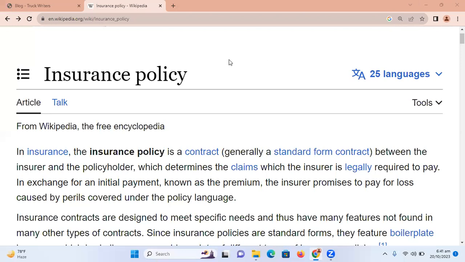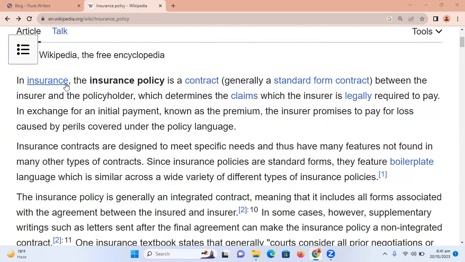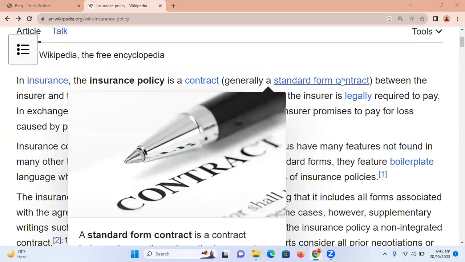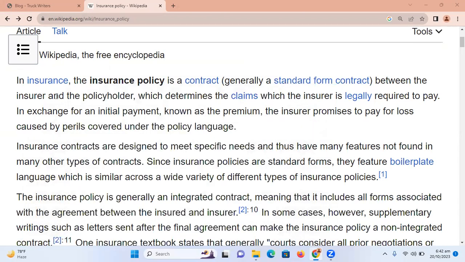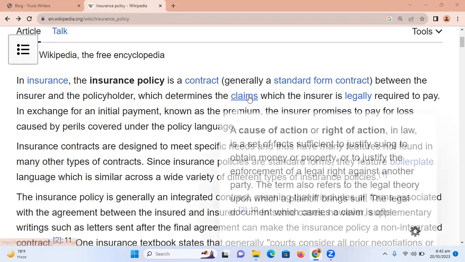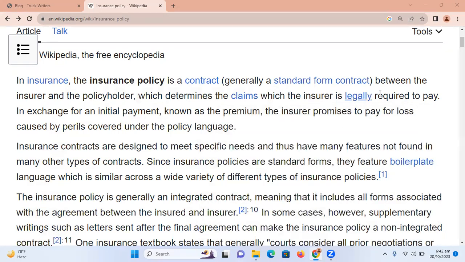We are talking about the insurance policy. In insurance, the insurance policy is a contract, generally a standard form contract between the insurer and the policyholder, which determines the claim which the insurer is legally required to pay, in exchange for an initial payment known as the premium. The insurer promises to pay for loss caused by perils covered under the policy language.